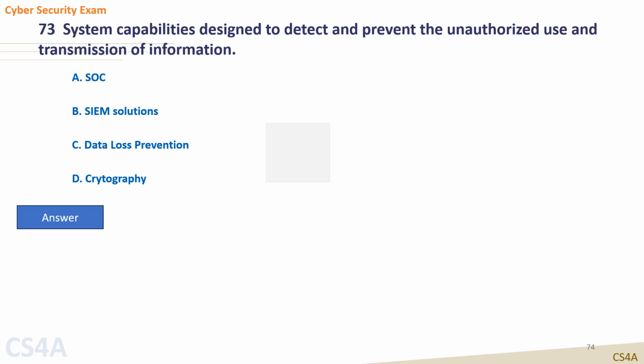Here the question is, system capabilities designed to protect and prevent the unauthorized use and transmission of information. So here the keyword is unauthorized use and transmission. Security Operations Center, SIEM solution, data loss prevention, and cryptography. So if you see, it detects and prevents. So data loss prevention is the correct answer. Data loss prevention solutions are the systems which detect and prevent the unauthorized use and transmission of information.